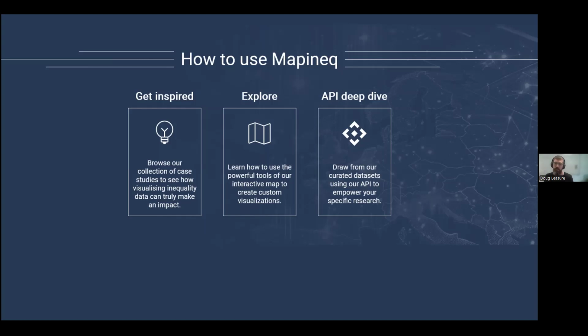And then the third one is an API. API stands for Application Programming Interface. This is a tool meant for data scientists or web developers. So if you wanted to pull data from the Mapineq database and build your own interactive tools to put on your website, or you wanted to pull data straight into your data analysis that you're doing in R or Python, this tool will help you do that. And that'll be the focus of tomorrow's webinar.